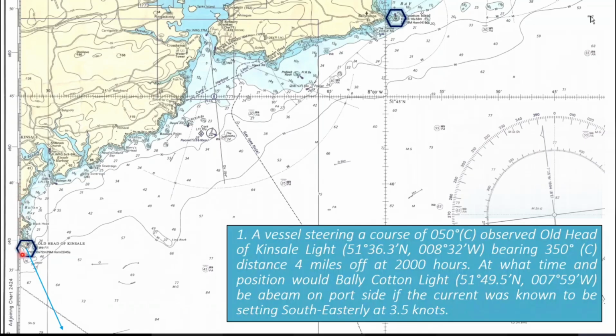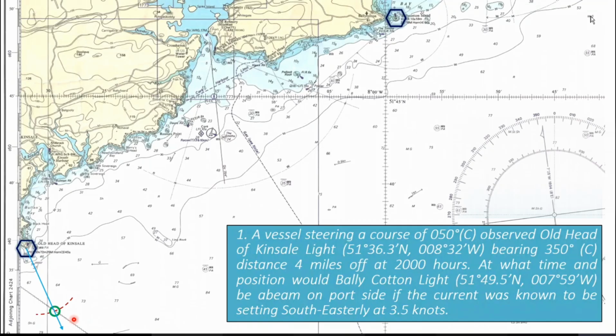You open up your compass, center your compass at the lighthouse, Old Head of Kinsale, and make an arc. So let's make the arc. So you can see this arc here, centered at Old Head of Kinsale, the radius equal to the distance, which is 4 miles. Wherever this arc cuts your bearing line, that's the position of the ship. So let's mark the position.